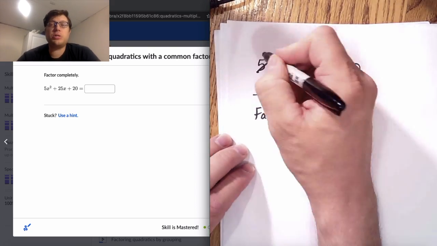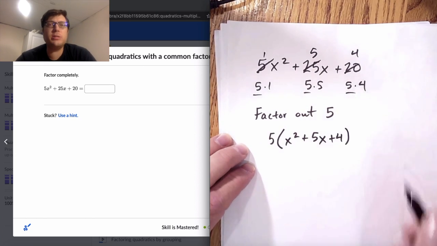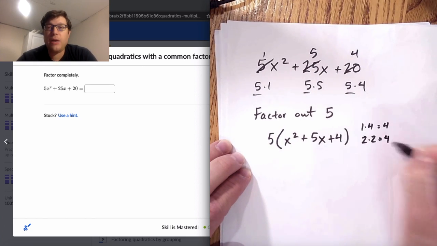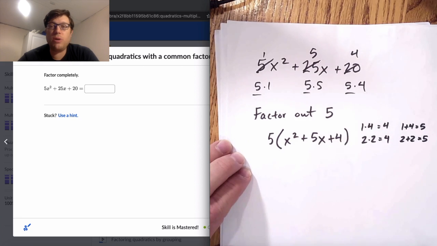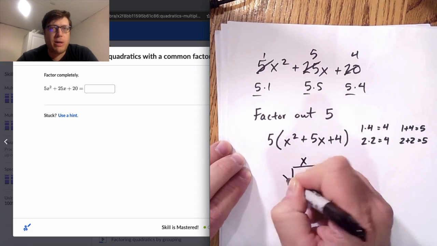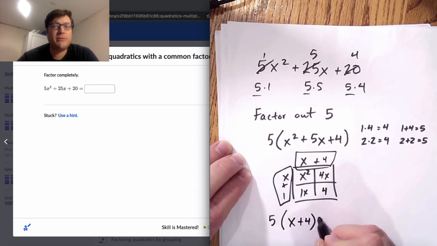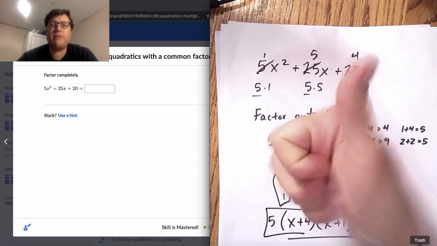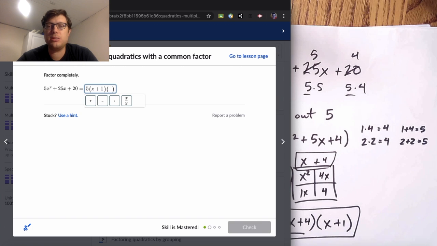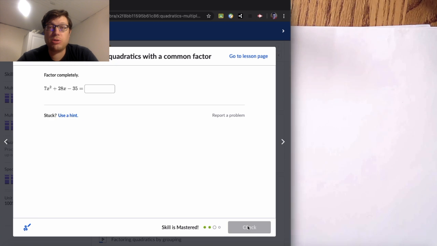Reiterating for this next question, everything's a factor of 5. So step 1, divide out by 5. Then with x squared plus 5x plus 4, I'm showing the box method because I think it works out really well. You should look for factors of 4 that add to 5, and that's how you split up the 5x term into its two pieces. Then factor along the edge of the box.